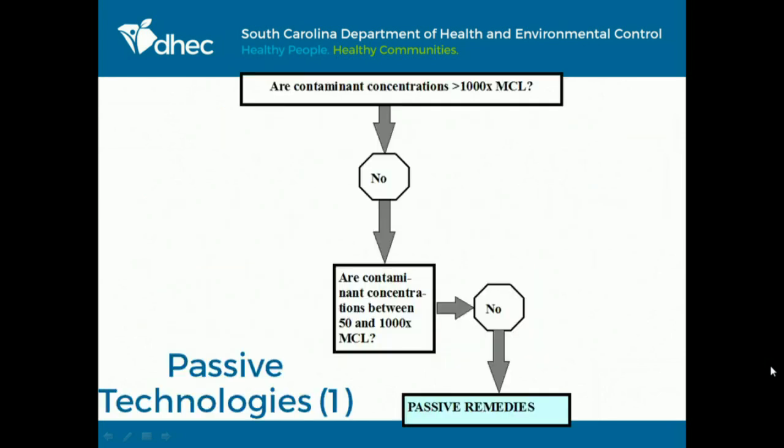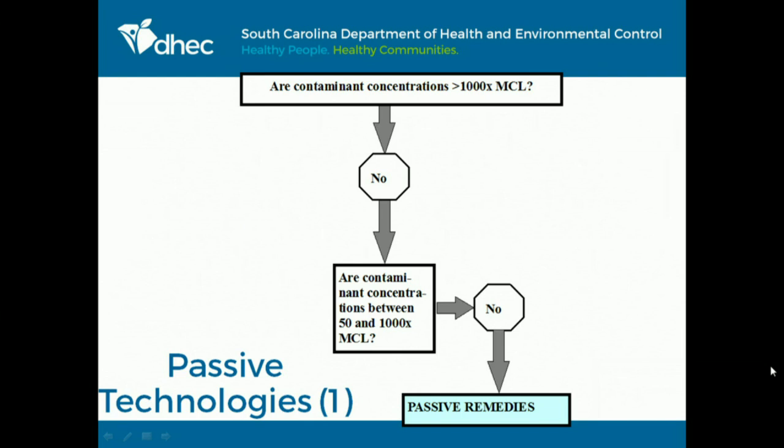So here's what that looks like on the decision tree itself. Are contaminant concentrations greater than 1,000? No. Are they between 50 and 1,000? No. So that leads you to passive. It leads you to the assumption it's less than 50. And this is on both page 8 and 15, I believe. Is a reduced time frame to meet goals needed or desired? Yes. Then it's going to send you back to active remedies.